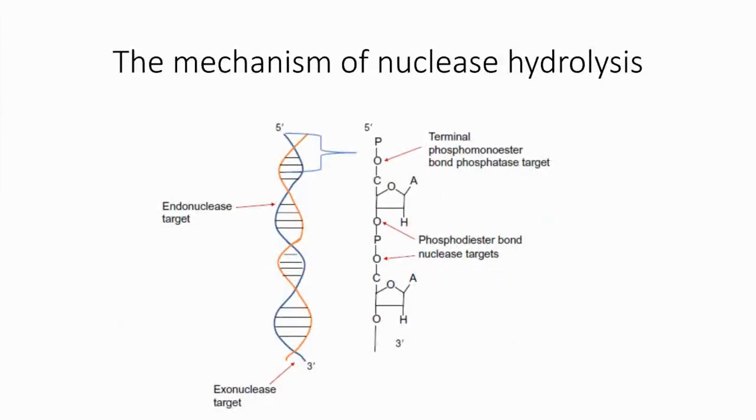And this is just to show you. At the end of the DNA molecule, we have this phosphomonoester bond, and this will be the target for the terminal phosphatase. And also we have the internal phosphodiester bond, which will be a nuclease target. They will attack this internal phosphodiester bond. Remember this is 3' to 5' here: this is 3', this is 5'. Now, this is a phosphate connected to the previous oxygen and also this current oxygen here.